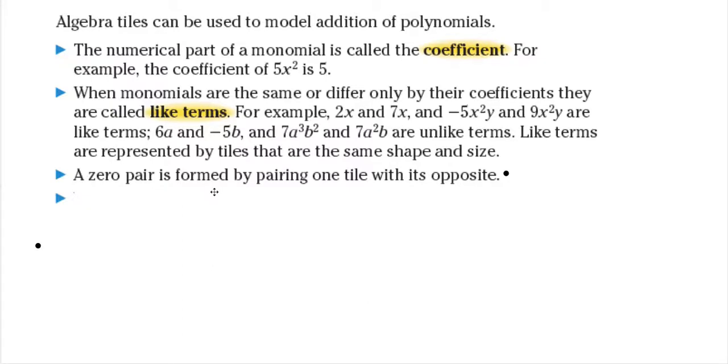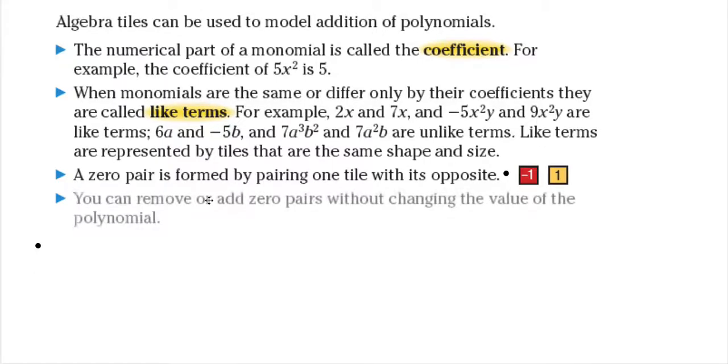So another definition: a zero pair is formed by pairing one tile with its opposite. Meaning if you have a negative 1 tile and a unit tile, this is what we call a zero pair, because negative 1 plus 1 equals 0. That's why it's called a zero pair. You can remove or add zero pairs without changing the value of the polynomial.